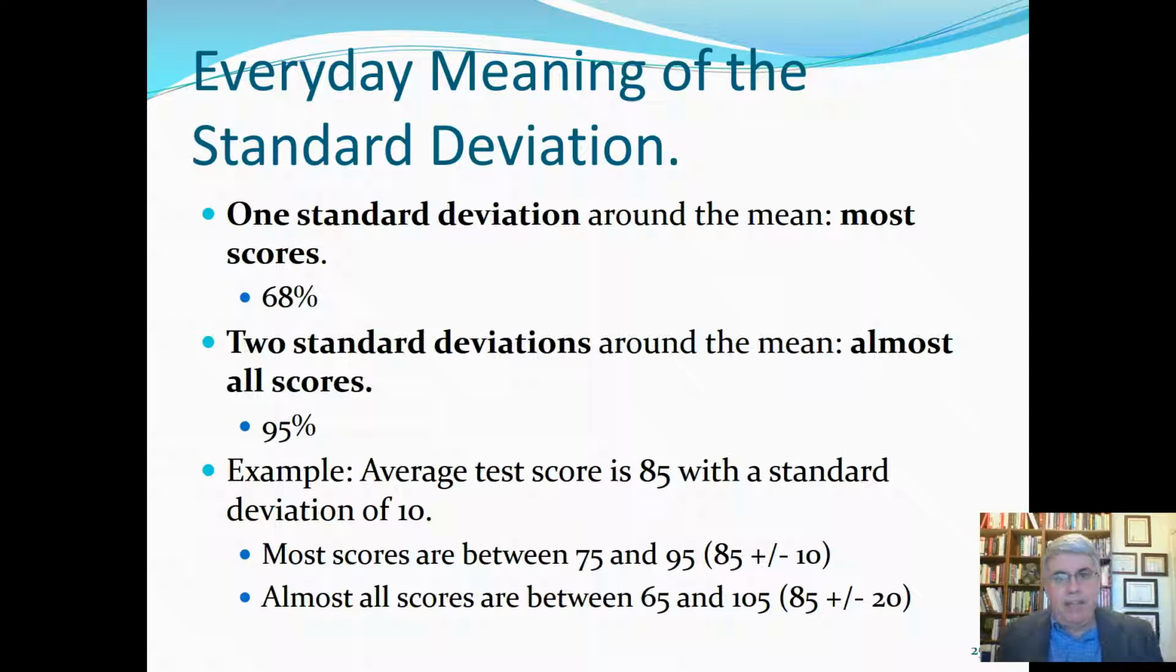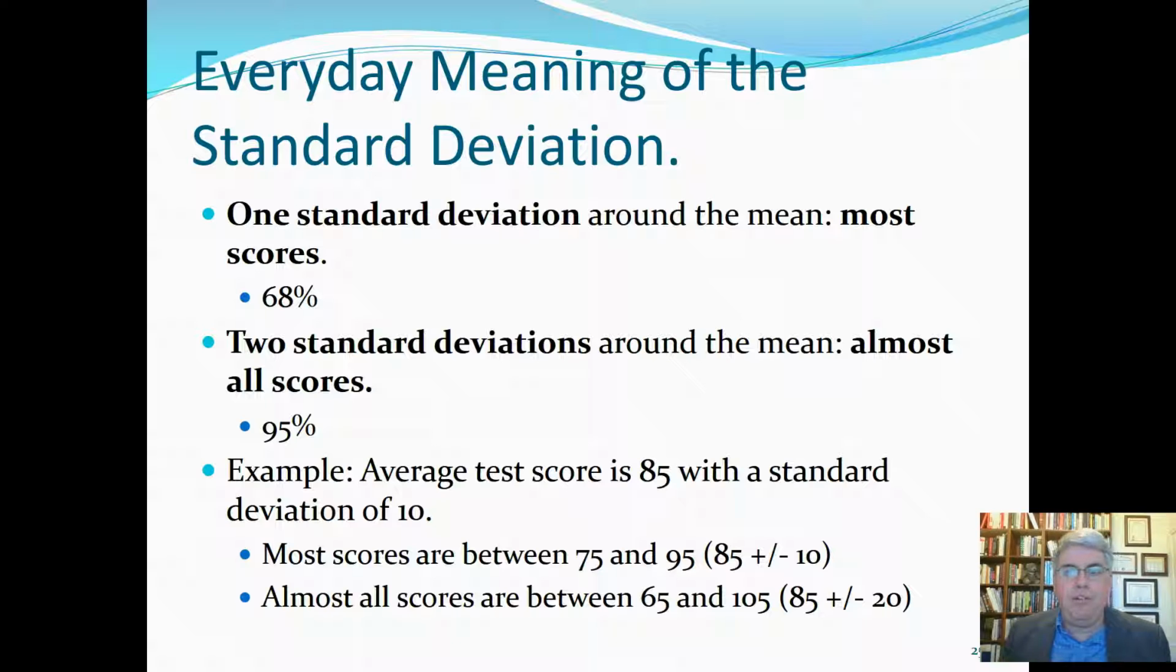So assuming that the distribution is normally distributed, so it's like something that's regular, what we'd normally expect with humans, one standard deviation around the mean covers most scores. So if the normal score is right down in the middle here, most scores are going to be within one standard deviation, and almost all scores are going to be within two standard deviations.